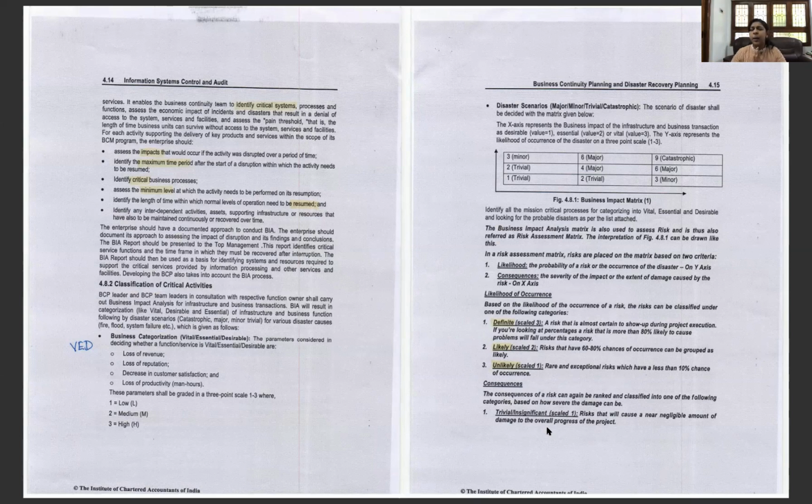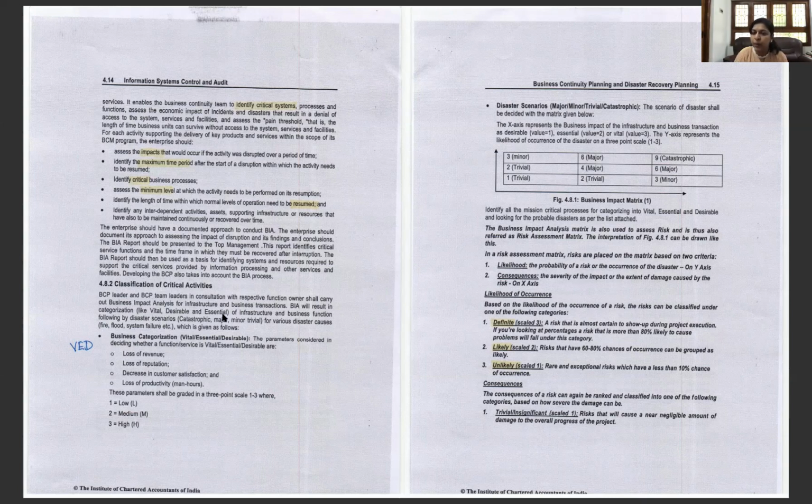Next, we always mention critical activities here. So how do we classify it, how do we know? We're going to be classifying it as vital, essential, and desirable. So we have some parameters through which we are going to classify it. Let us read it. BCP leaders and BCM team leaders, in consultation with the respective function owner, shall carry out business impact analysis for infrastructure and business transactions. Business impact analysis will result in categorization like vital, desirable, and essential.